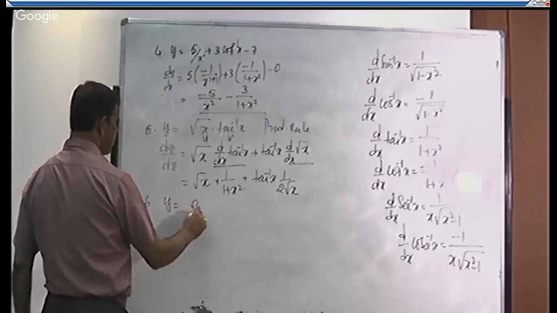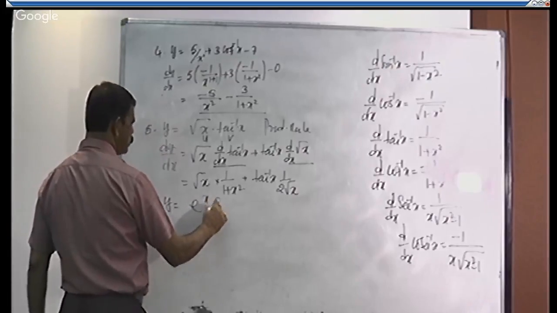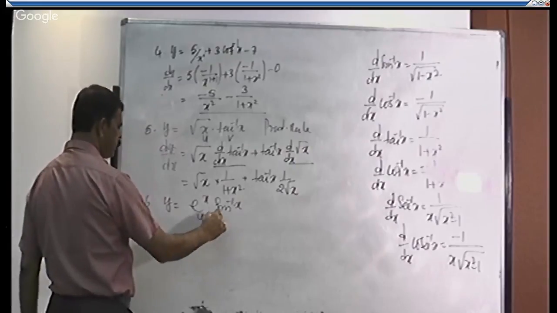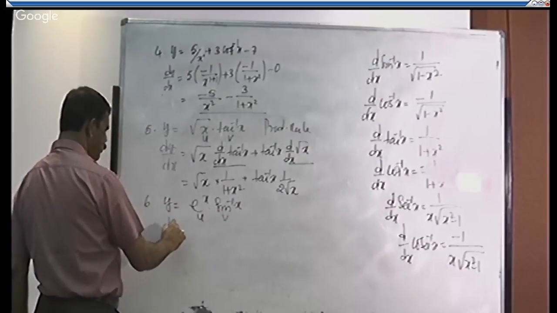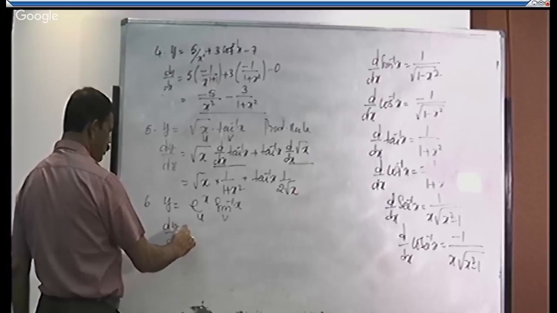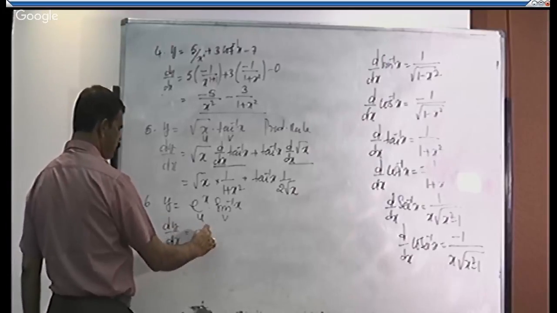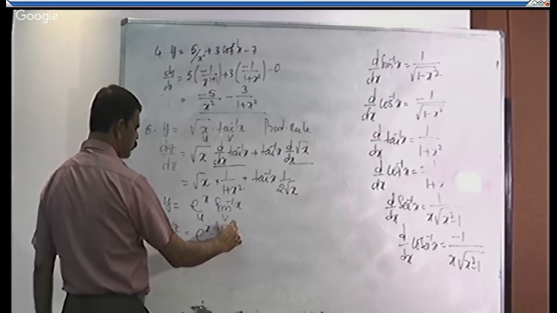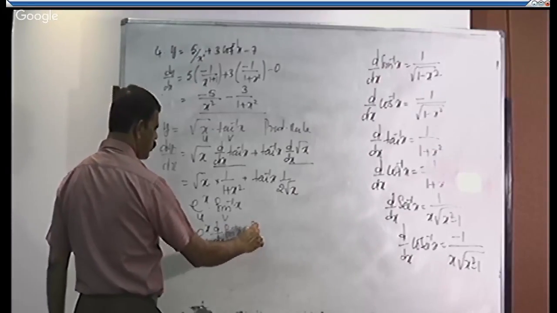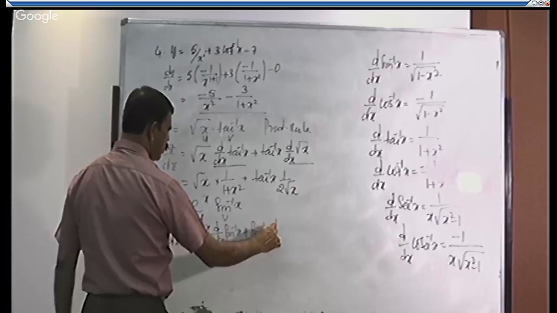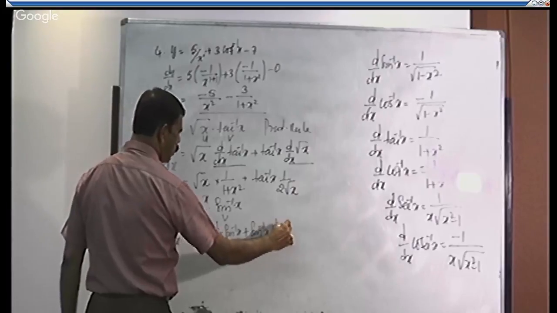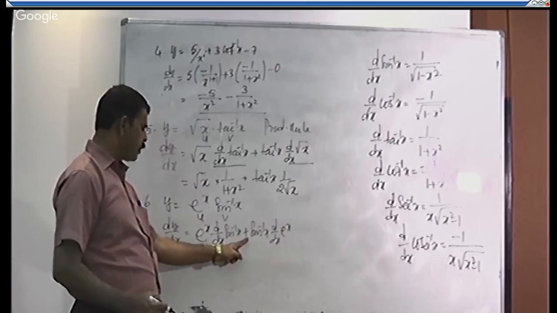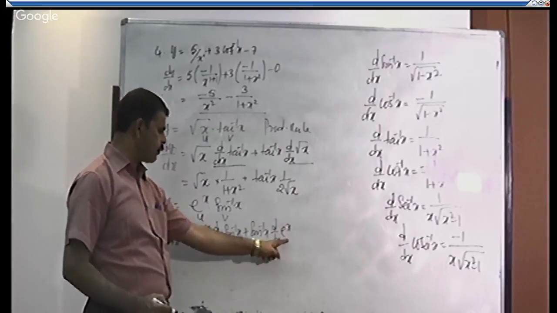y = e^x · sin⁻¹x. This is u, this is v. Differentiate with respect to x. We get e^x · d/dx of sin⁻¹x plus sin⁻¹x · d/dx of e^x. That is u · d/dx of v plus v · d/dx of u.